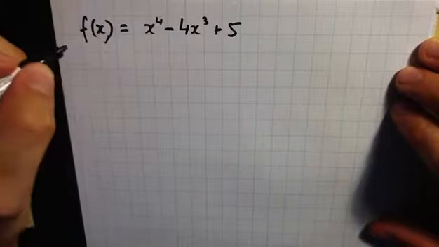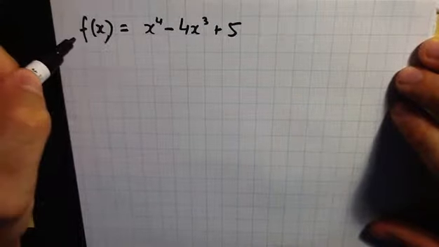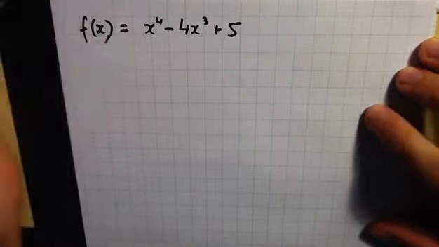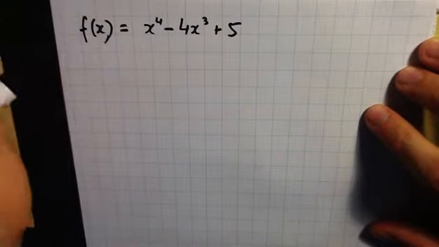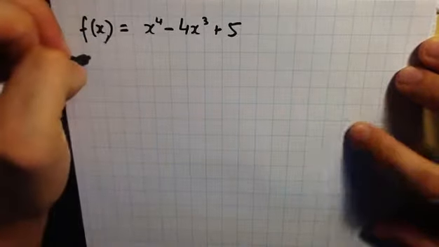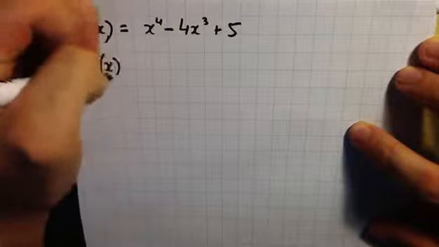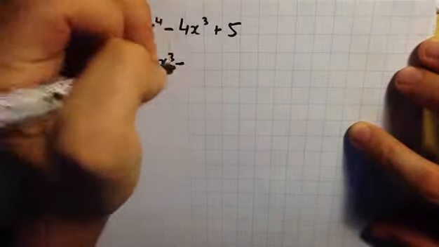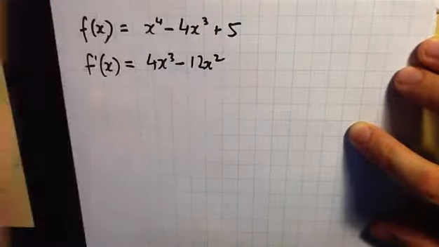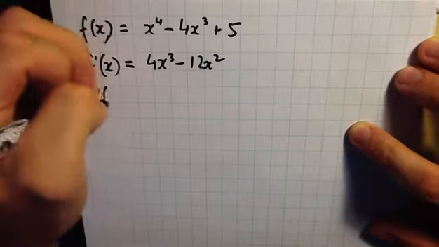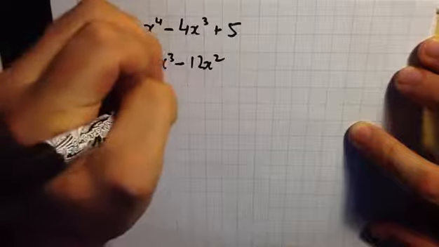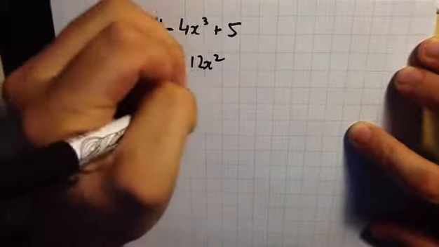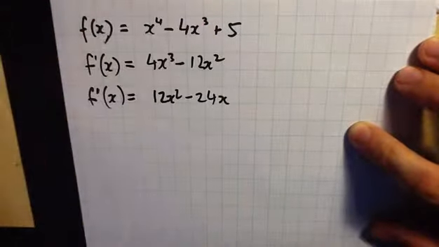Okay, so we want to find and classify all points of inflection for this function here. To find the points of inflection, you need the second derivative. So you're going to need to get the first derivative, which is 4x cubed minus 12x squared. And therefore the second derivative is going to be 12x squared minus 24x.